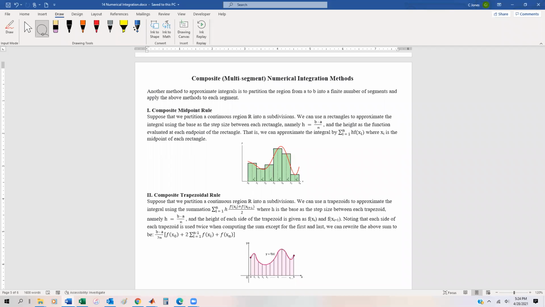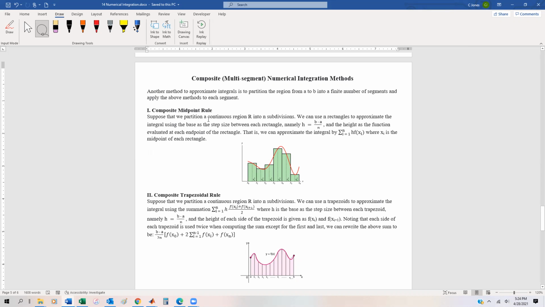We're going to take a look at the idea of these multi-segment numerical integration methods. These are the ones that you probably remember from integral calculus: the midpoint rule, the trapezoidal rule, Simpson's rule, if you've taken that. If not, no big deal. We're going to go through how we work these composite sorts of integration methods.